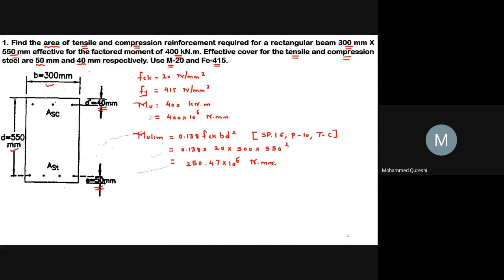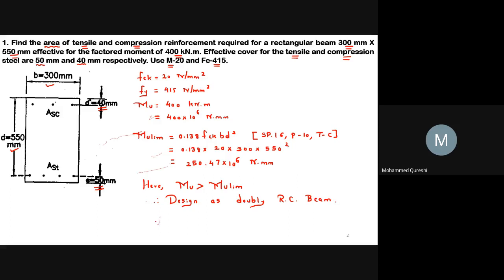Now we will check whether the beam should be designed as singly or doubly reinforced. Here Mu, 400 into 10 raised to 6 Newton into mm, is greater than Mu limit, that is 250.47 into 10 raised to 6. Hence, we have to design the beam as a doubly RC beam.